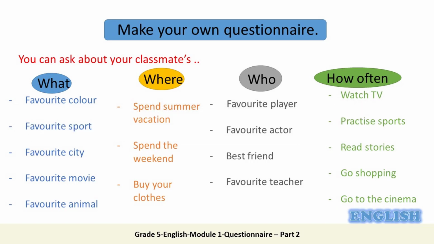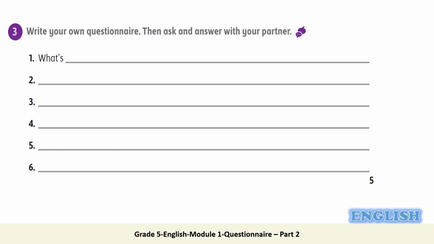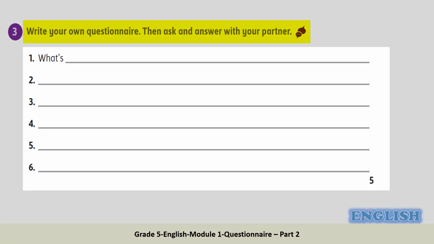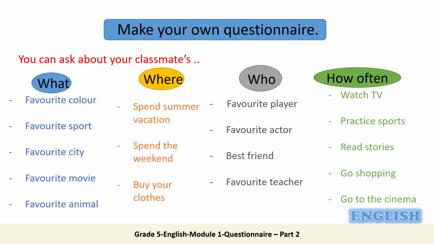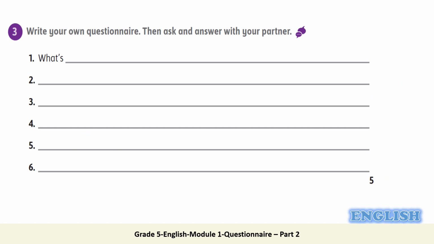Now you know how to make questions and already have many ideas of questions about personal details. Why don't you start making your own questionnaire? Go ahead and open your workbook, page 5, activity 3. Write your own questionnaire, then ask and answer about your partner. All you need to do here is write your own 6 questions. And I've already given you ideas to ask about here, okay, in the last slide. So your final questionnaire should be similar to this one.